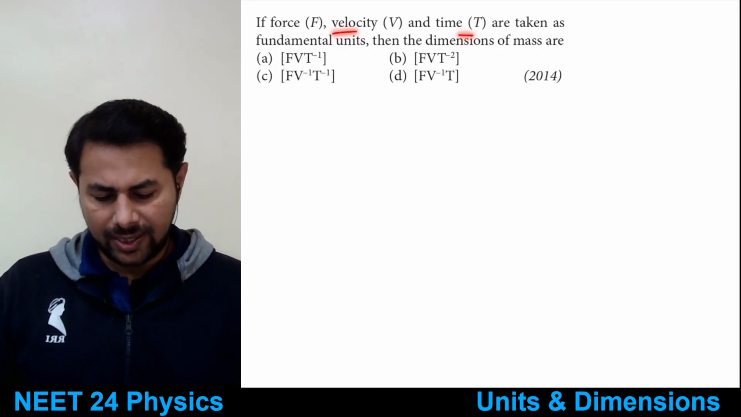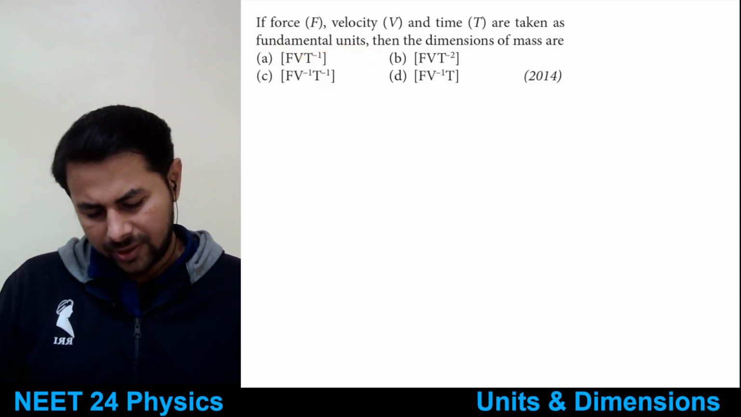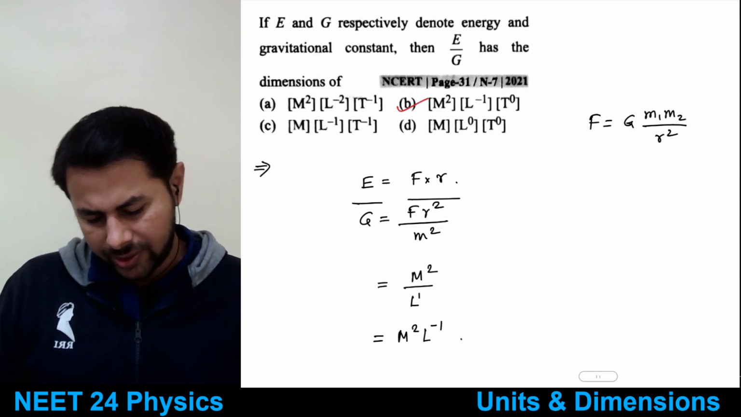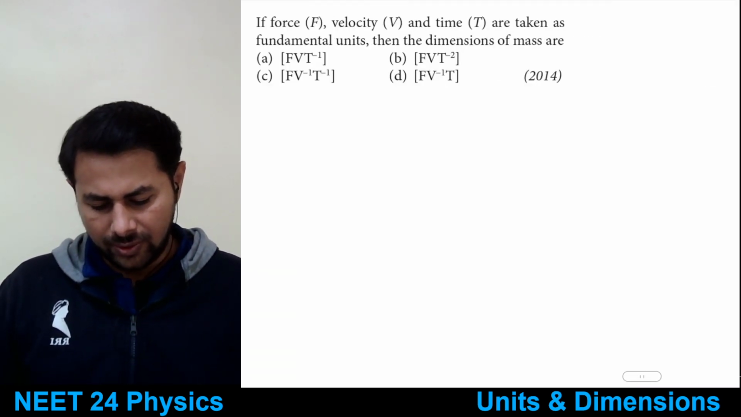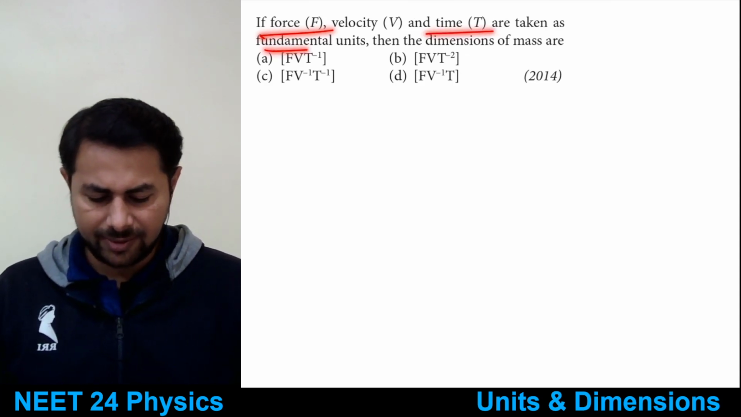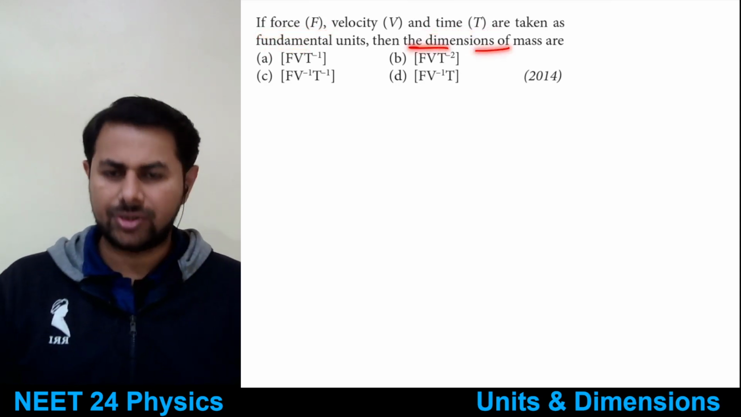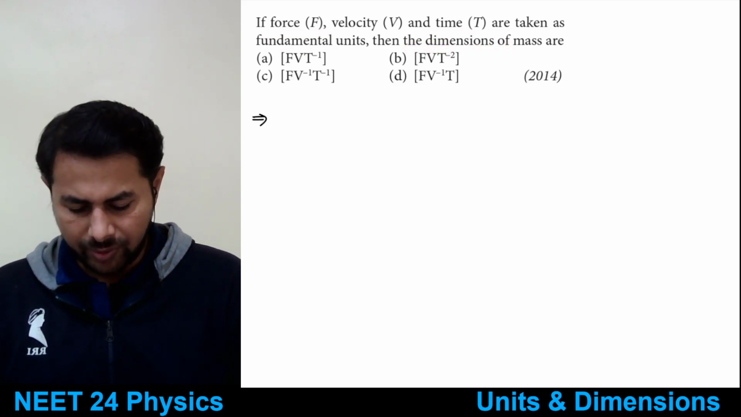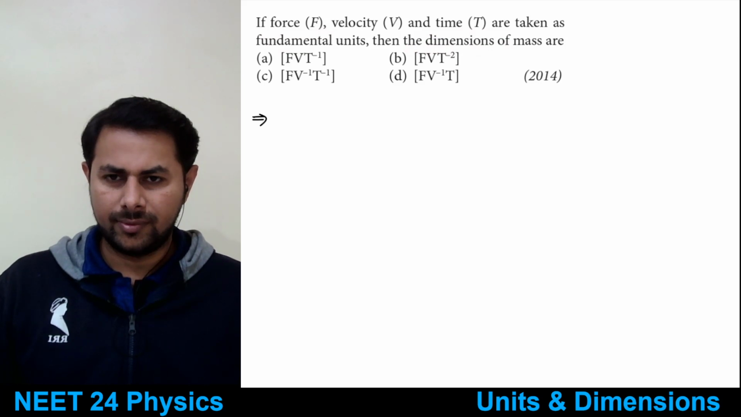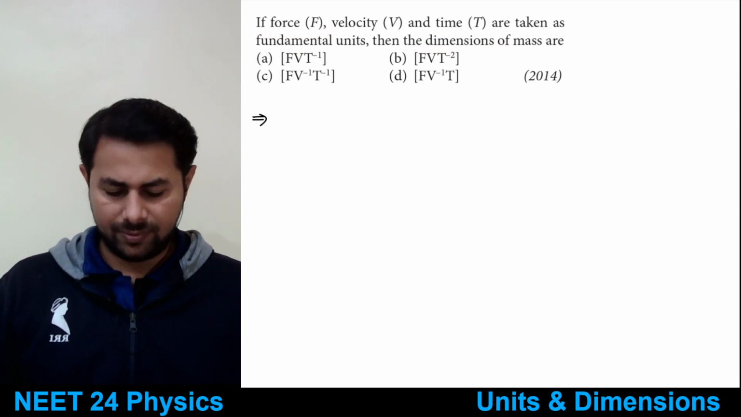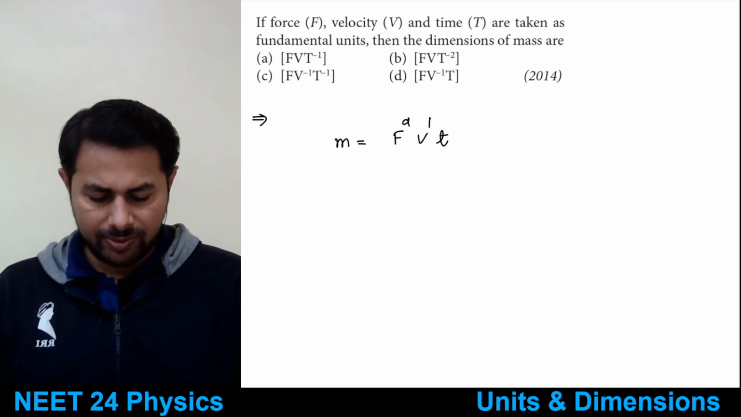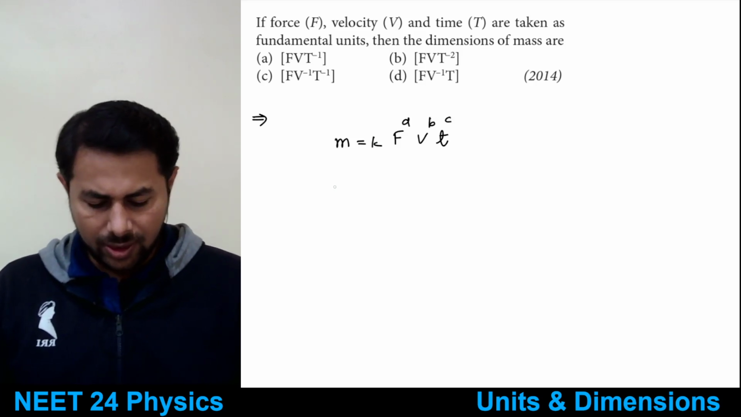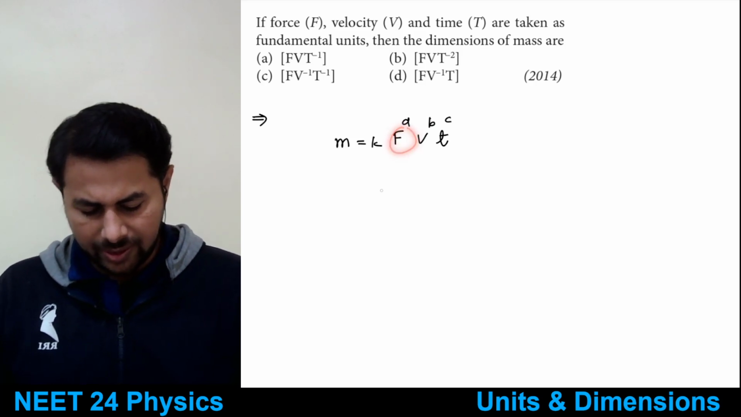If force, velocity and time are taken as fundamental units, is it repeated? Then dimensions of mass are, that was force, velocity, no, it wasn't even velocity. Okay, if force, velocity and time are taken as fundamental units, then dimensions of mass are. Tell me, what will you do? Force, velocity and time. So you want mass in terms of force, velocity and time. Okay, there will be some A, B, C, right? So force can be written as what?